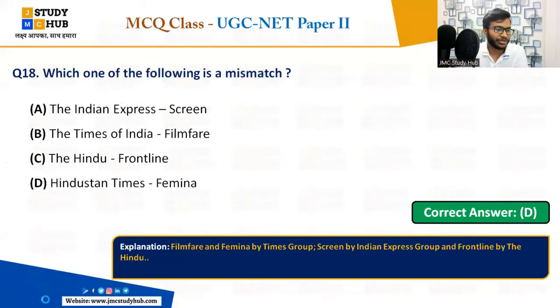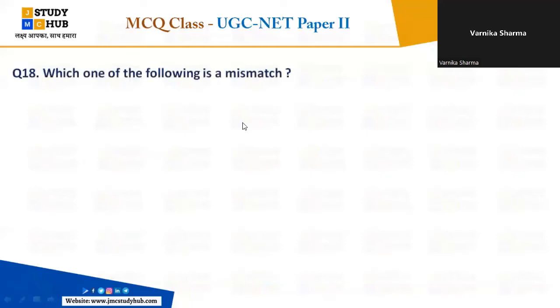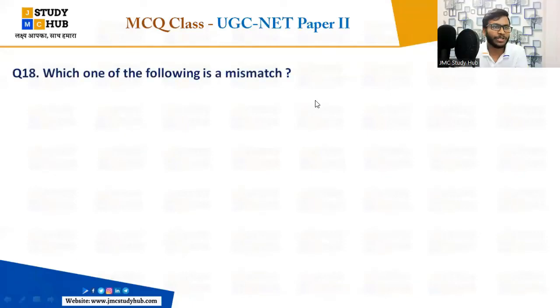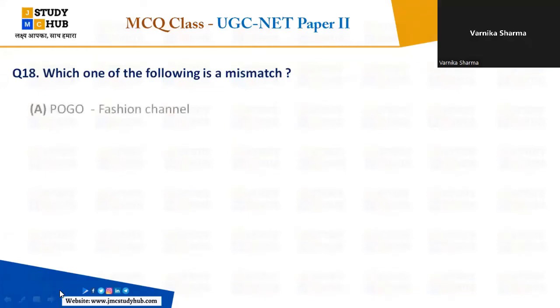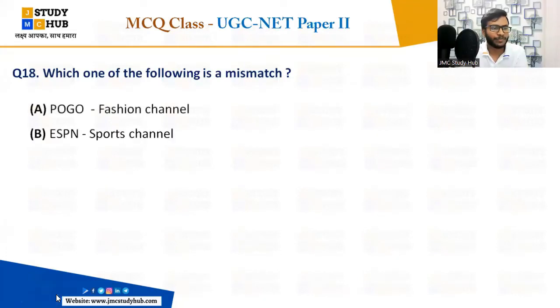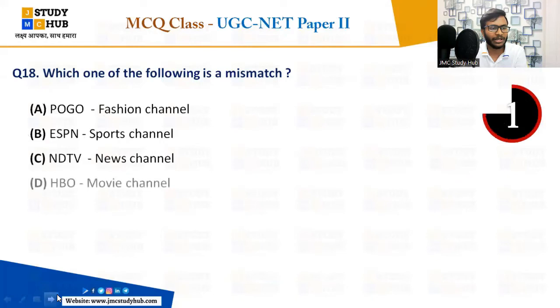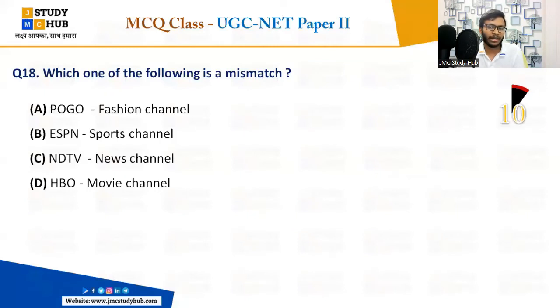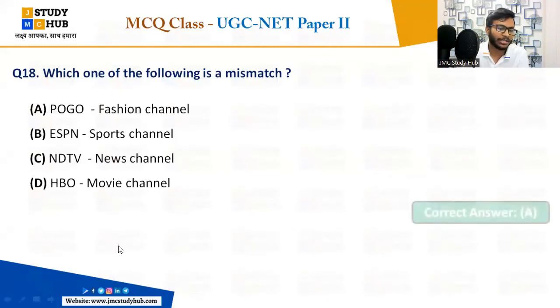चलिए, next: which one of the following is the mismatch? यहां भी आपको मिसमैच ही बताना है. So everybody, क्या है इसका आंसर? Pogo, it is a fashion channel; ESPN, it is a sports channel; NDTV, news channel; HBO, movie channel. Everybody. Yes, absolutely. Everybody is giving the right answer. Very good. That is Pogo here. That is not a fashion channel. That is a cartoon channel. So here the answer is A.